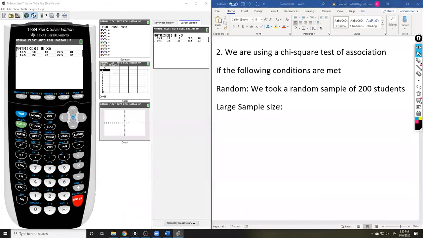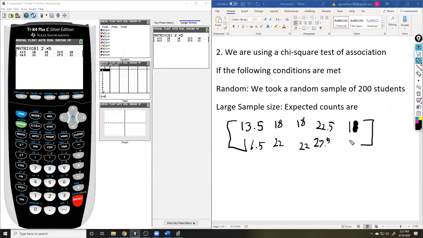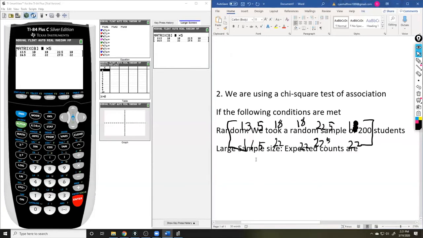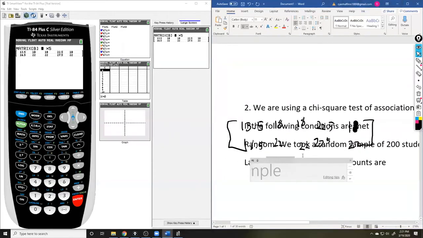This way, so that I can write down expected counts are, and then I would just copy the matrix. And so I'm just writing out and copying down my matrix of my expected counts. Okay, so all are greater than or equal to 5.